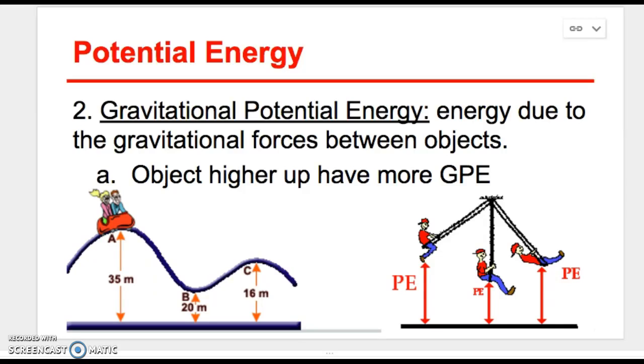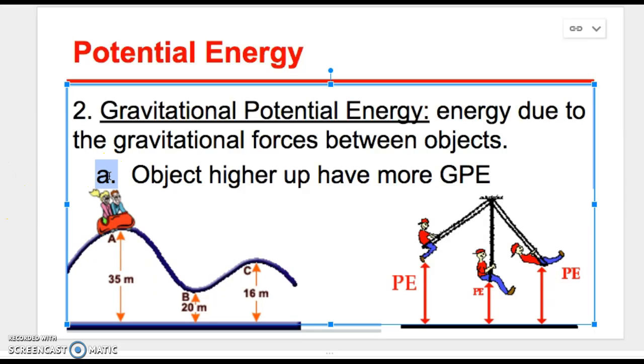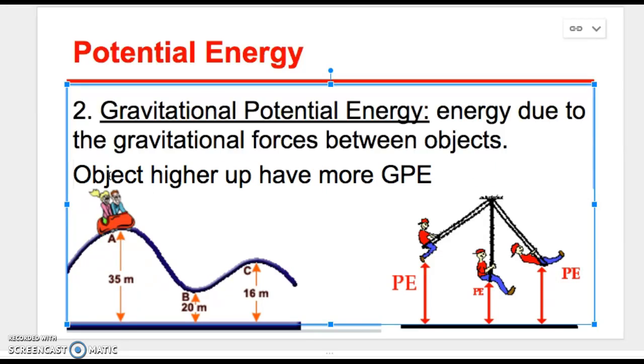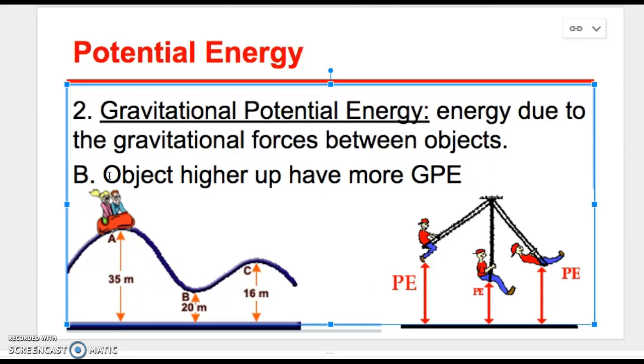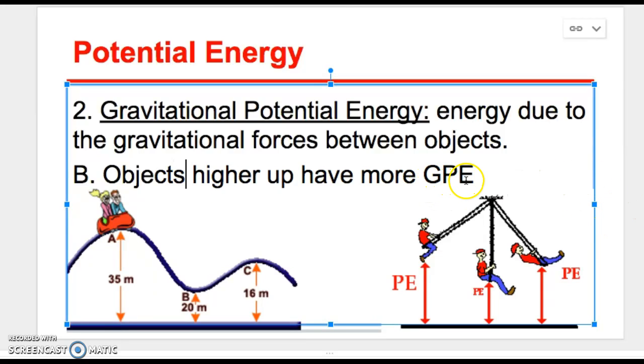The second kind of potential energy is called gravitational potential energy. And for this one, it is energy due to the gravitational forces between objects. So on your paper, there's a little B. Make sure you write down the definition of gravitational potential energy. And also, for letter B, let's say this: objects higher up have more gravitational potential energy.